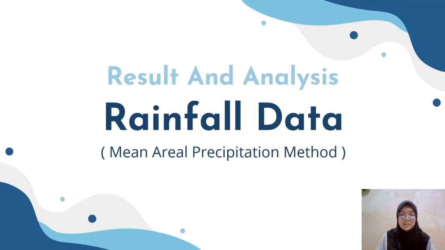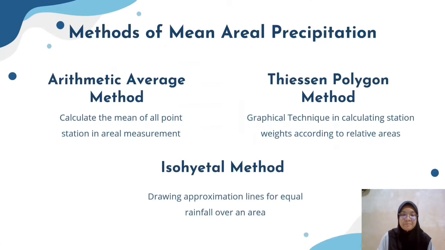I will present the next part, which is the result and analysis on rainfall data by using the mean areal precipitation method. There are three methods included: the arithmetic average method, which uses the point stations in areal measurement to compute the mean; the Thiessen polygon method, which is a graphical technique to calculate the station weights according to relative areas; and the isohyetal method, which uses approximation lines for equal rainfall over a region.